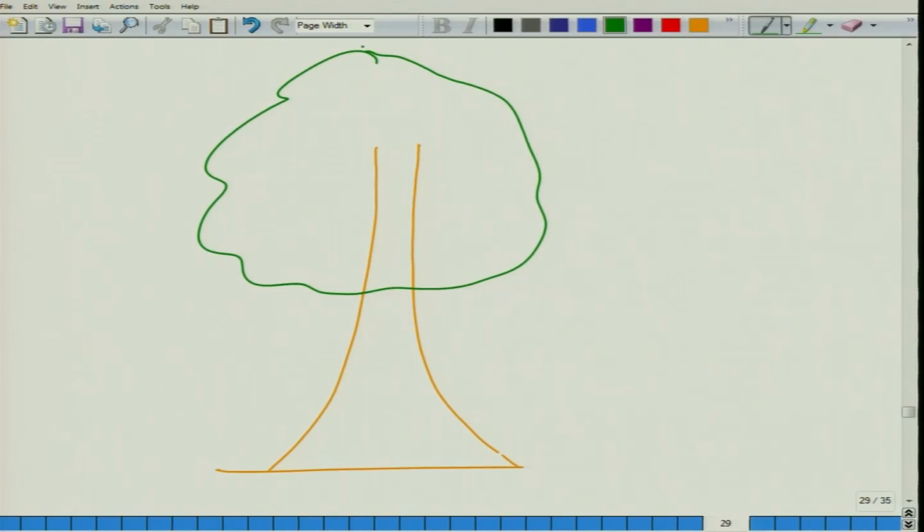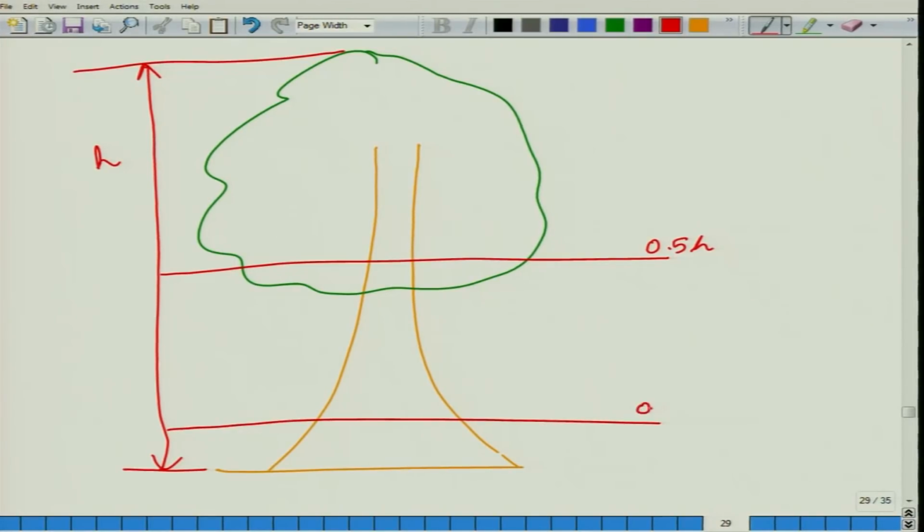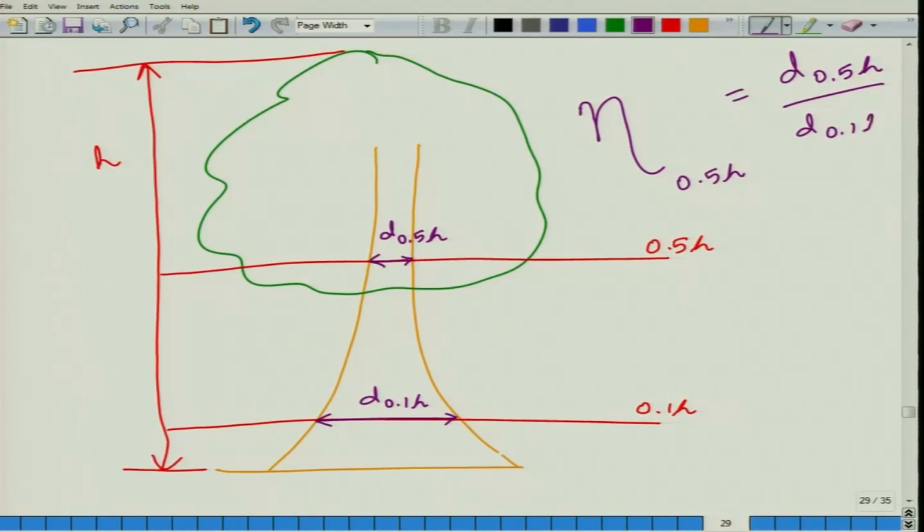and so the steps of calculating a true form quotient would be, the first step is to calculate the height of the tree, then to take two locations, one at 0.5 h and the second at 0.1 h. Now, we measure the diameters at these two locations. So, this is d 0.1 h and this is d 0.5 h. Now, the true form quotient, which is represented by eta, so eta 0.5 h is equal to the diameter at half of the height divided by the diameter at 10% of the height. So, this is the true form quotient.